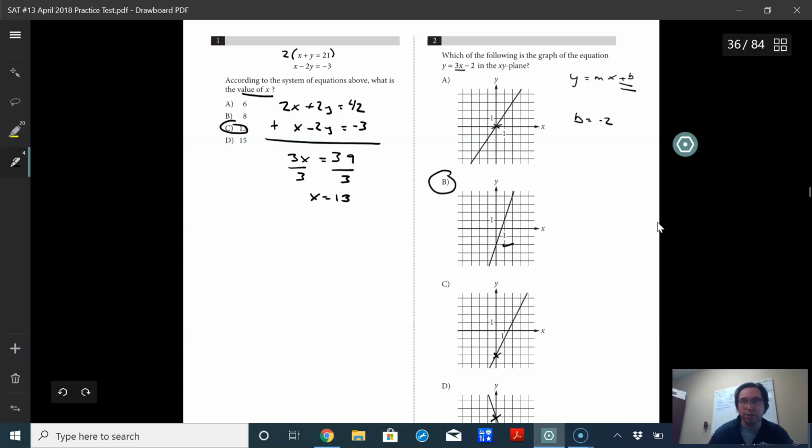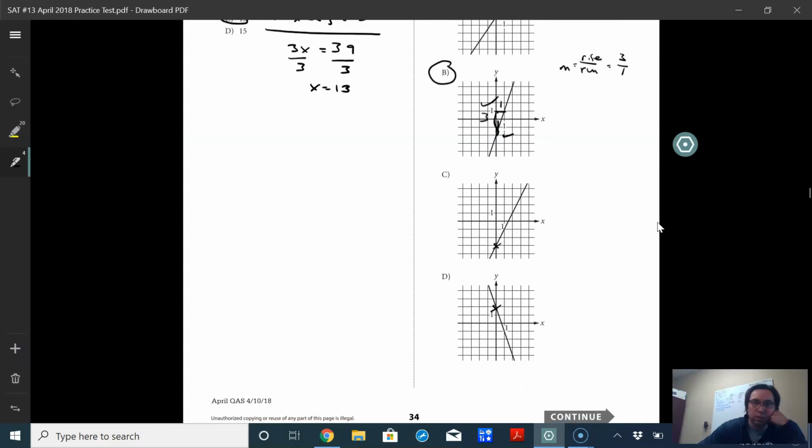If we did have to look at the slope, remember the slope is equivalent to rise over run, which in this case would be 3 over 1. We can see that on this one: it goes up 3, and then over 1, and that agrees. It checks out, making that correct. Okay, let's look at the next problem.